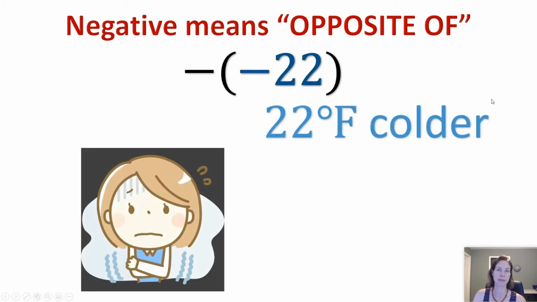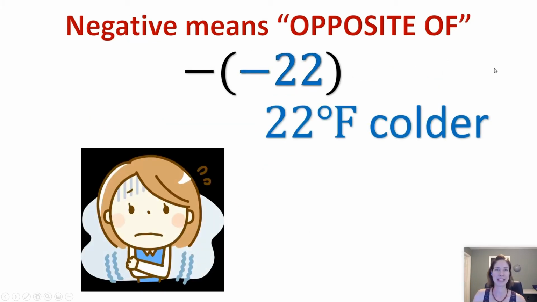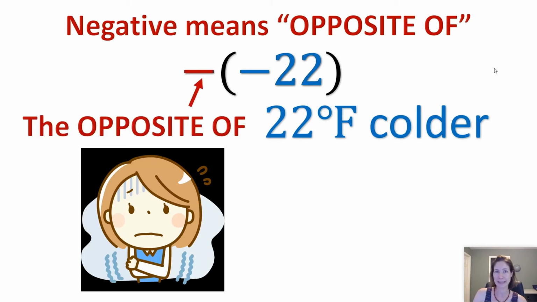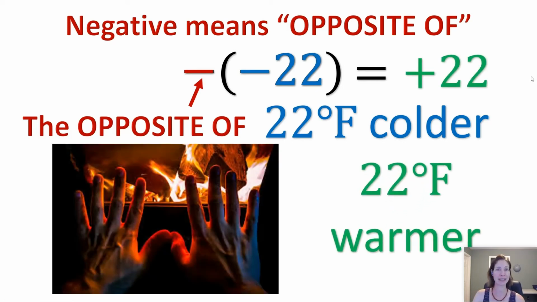Another example. In the parentheses, we have a negative 22. That could be 22 degrees colder, or you've lost 22 degrees of heat. The opposite, because we have this extra negative, of getting colder, or the opposite of losing heat, means we are getting heat. We're gaining heat, and it's getting warmer.